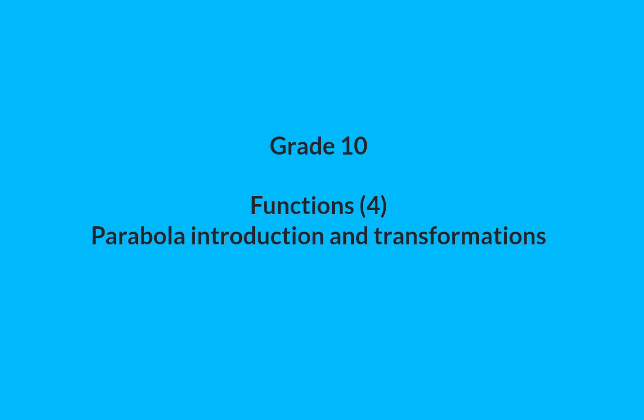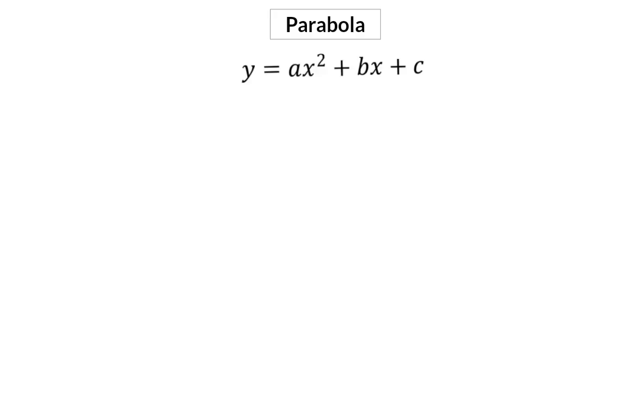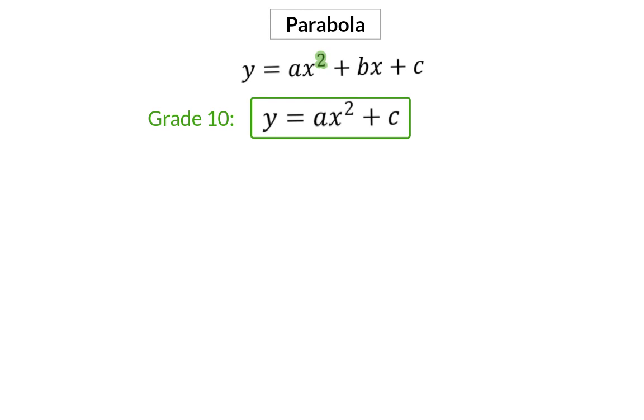In this video, we're going to have a look at the parabola and the transformations that it can undergo. The standard form for the equation of a parabola is y is equal to ax squared plus bx plus c, and it is the square that indicates that this will form a parabola. In grade 10, we only focus on the transformations of the a and the c values. The bx is done in grade 11.